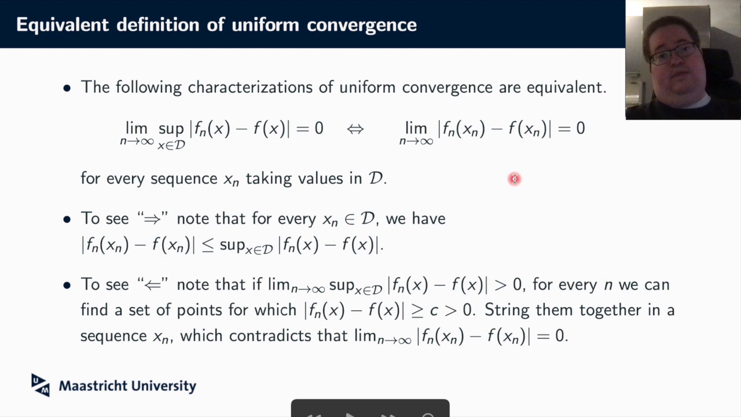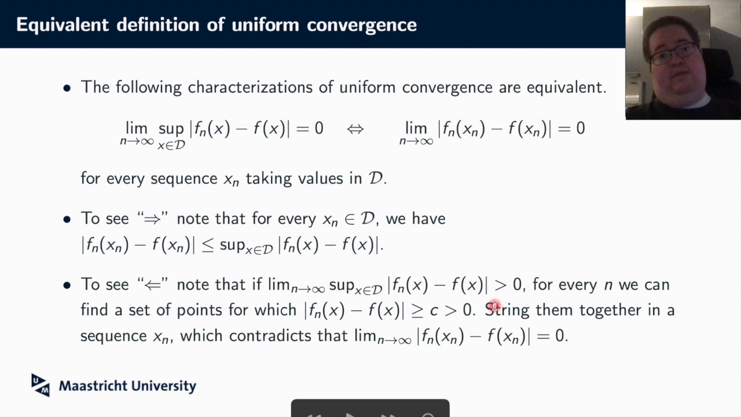Now the way we're going to argue is by contradiction. Suppose that actually this would not be true. So suppose that this implication would not hold. Well then, of course, this supremum could be larger than 0. So take that case and say yes, okay, it doesn't hold. The limit of the supremum is actually larger than 0.